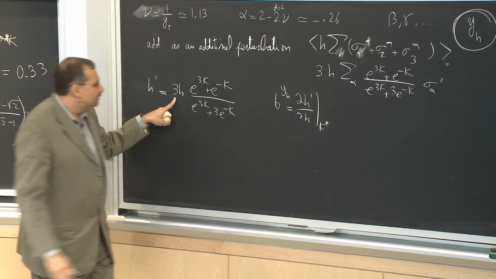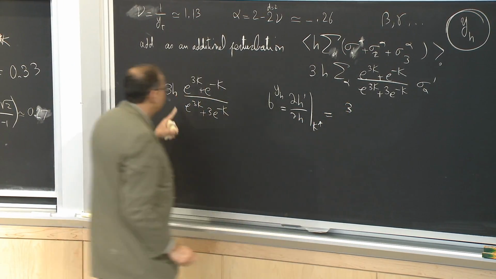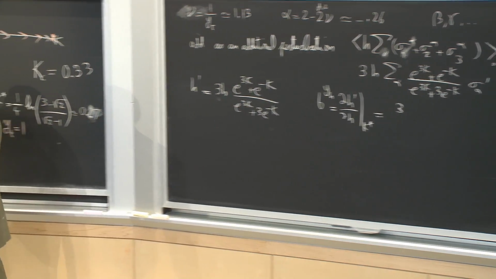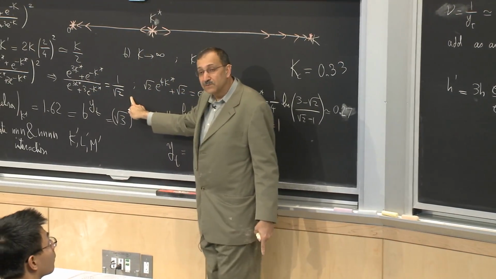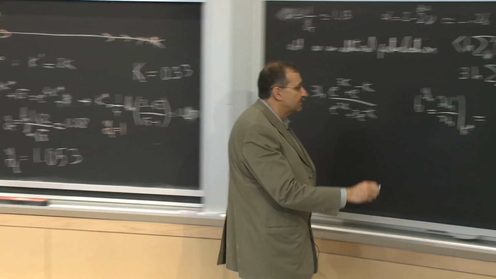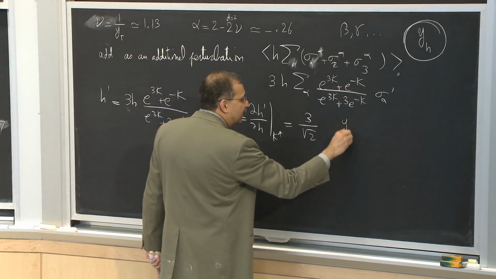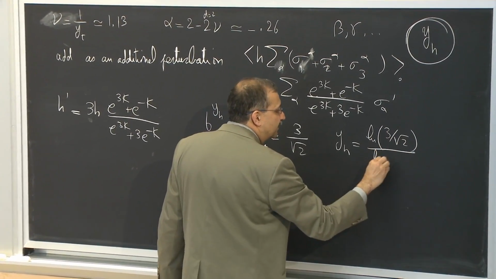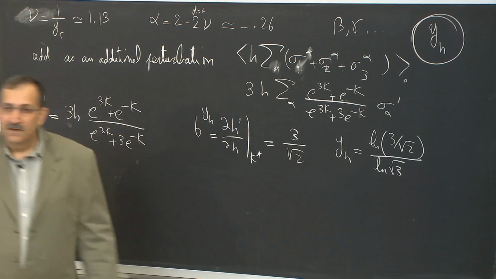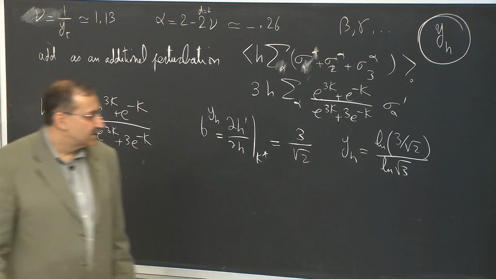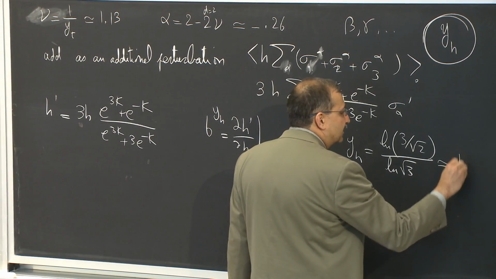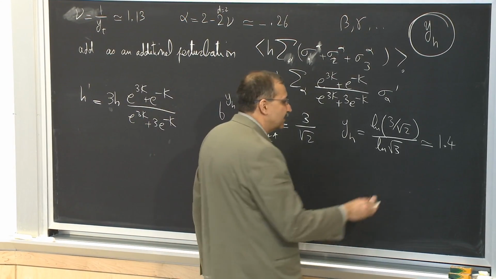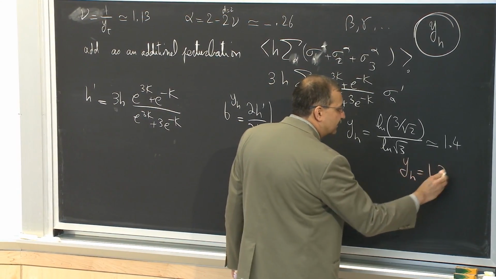So I will get essentially 3 times this factor evaluated at the fixed point. But we can see that at the fixed point, this factor is 1 over root 2. So the answer is 3 over root 2. And my yh would be the log of 3 over root 2 divided by log of b, that we said is square root of 3. Put it in the calculator, you get a number that is of the order of 1.4. And exact yh is 1.875.